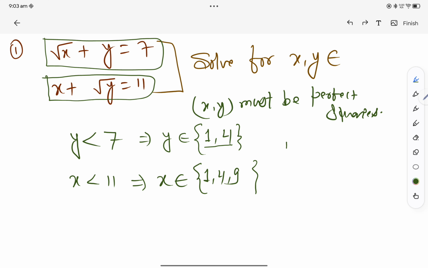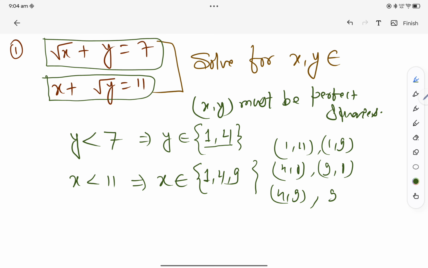So the different pairs can be 1 and 4, 1 and 9, 4 and 1, 9 and 1, 4 and 9, 9 and 4. So let us try to plug in. We will use the trial and error method to check whether these values satisfy these equations or not. So let us try with 4 and 9.